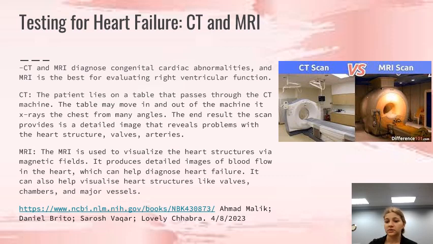So the MRI is quite a bit different to the CT. It utilizes a magnetic field to visualize the heart structures. It also shows blood flow to the heart in great detail, which is why the MRI is used to diagnose heart failure. The nurse needs to ensure beyond any shadow of a doubt that nothing magnetic makes it anywhere near the MRI suite, because the magnet is incredibly powerful and can easily cause death or injury if the metal is not removed from the patient.